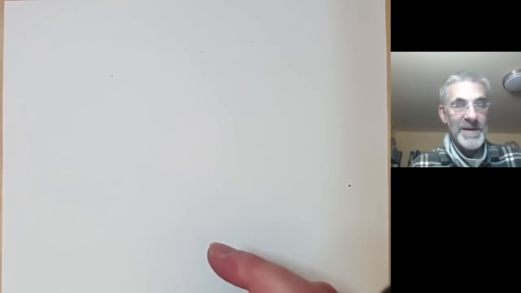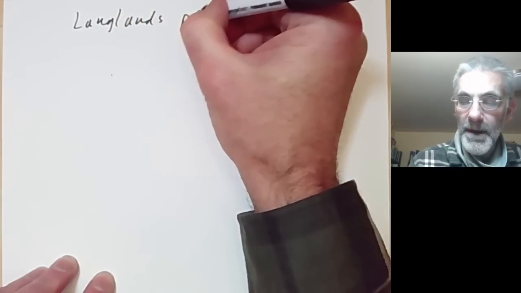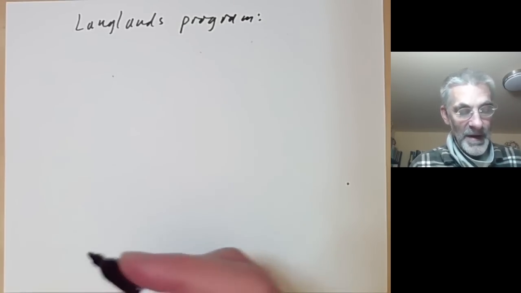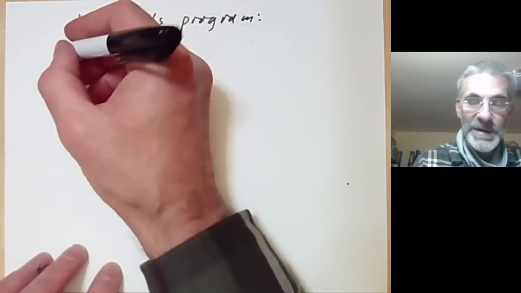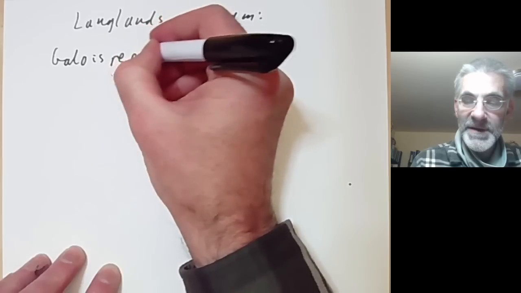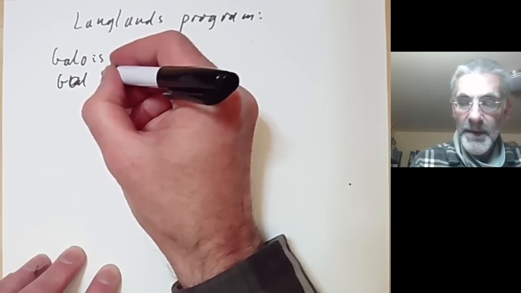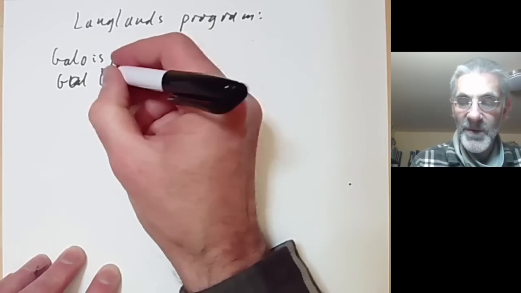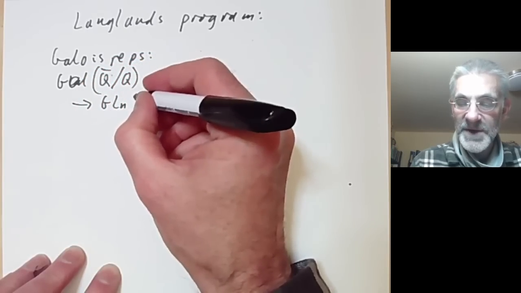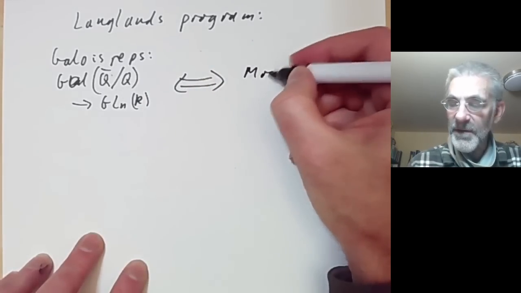Wiles's proof of Fermat's last theorem is very closely related to the Langlands program, which is this huge program in number theory. It's probably the central research topic in number theory at the moment. And what it says is that Galois representations, this means you take the Galois group of the algebraic closure of the rationals over the rationals, you take a representation of that, so that's a map to GL_n of some field, and these are very closely related to modular forms.